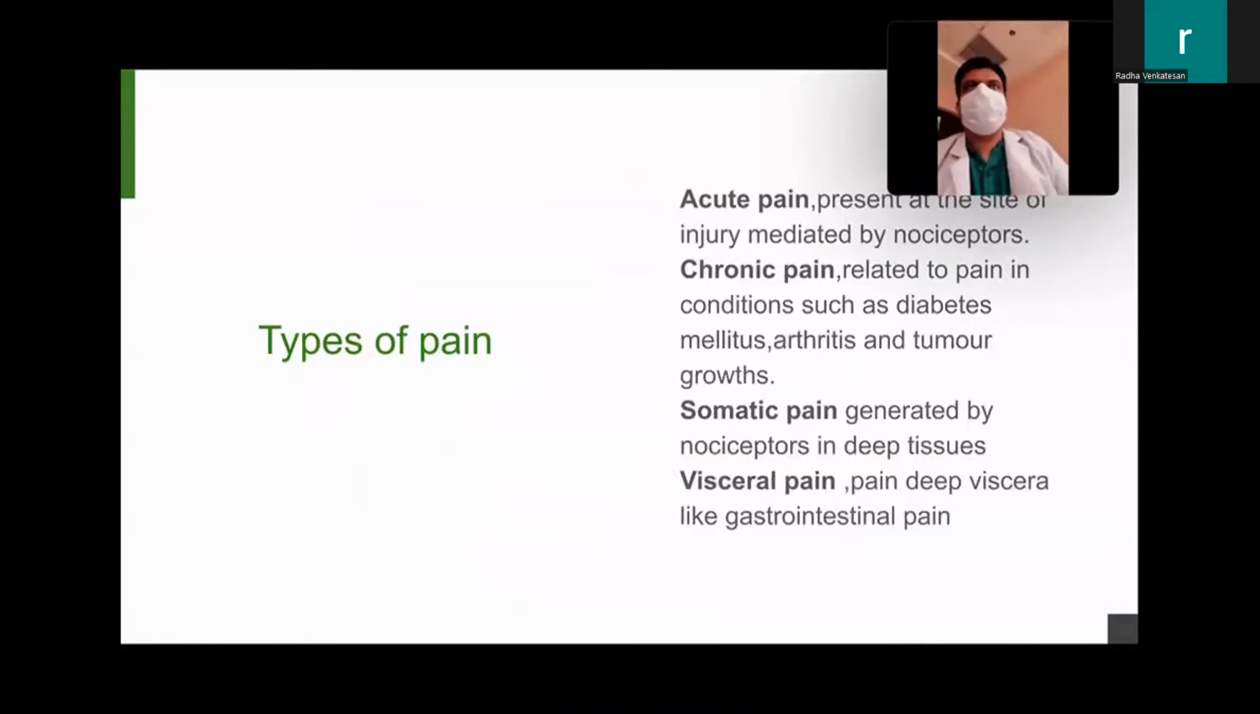What are the types of pain? It could be in various types. It could be acute pain or chronic pain.